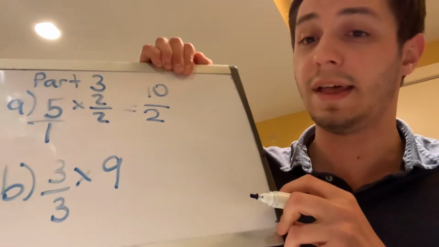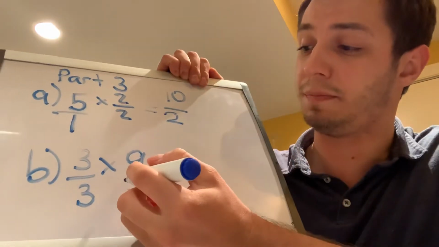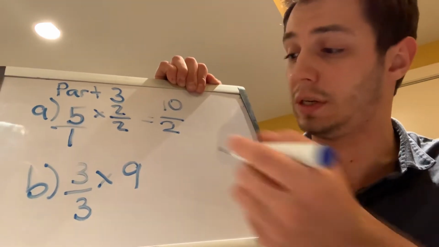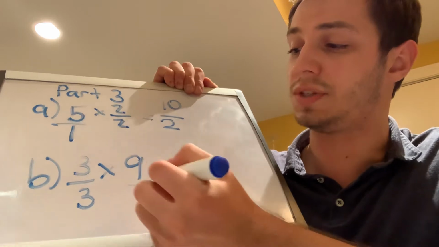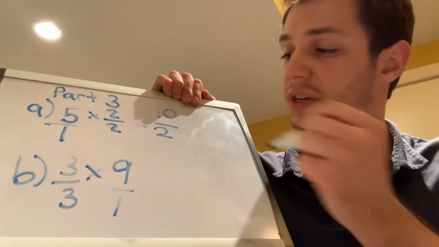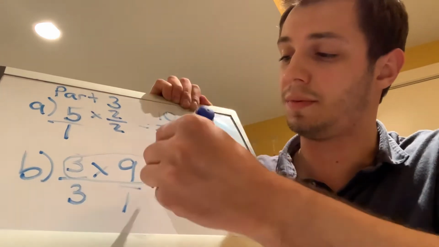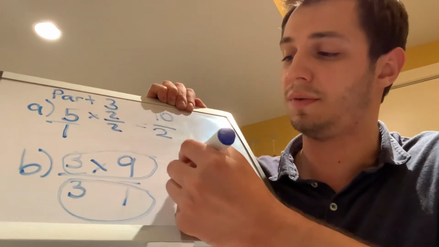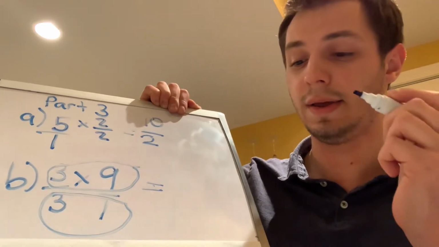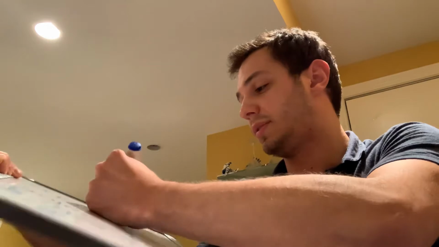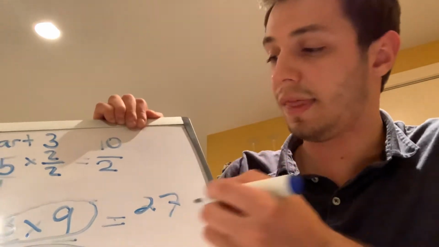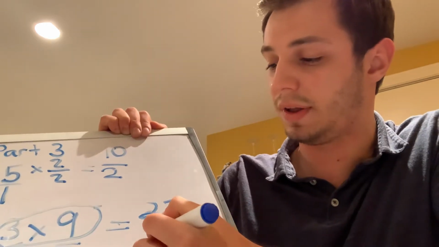Once again, that 9 has to become a fraction before I can multiply it with the other fraction. The 9, which is a whole number, each whole number is over 1. And now I'm just going to multiply the two top numbers together and the two bottom numbers together. For my answer, 3 multiplied by 9 is 27. And then 3 multiplied by 1 is 3.